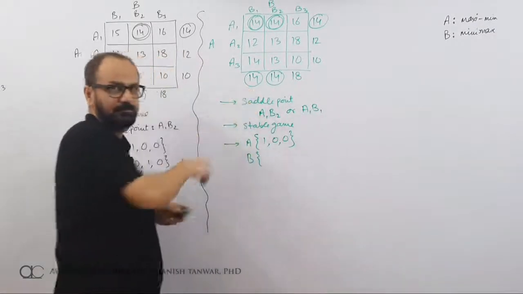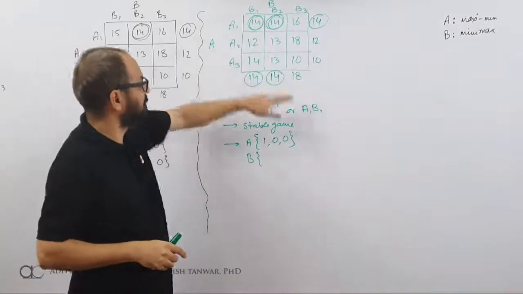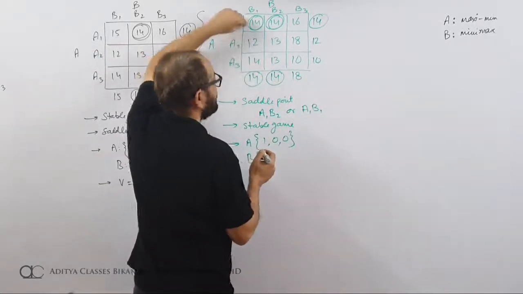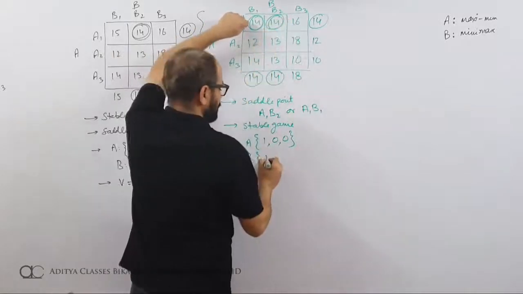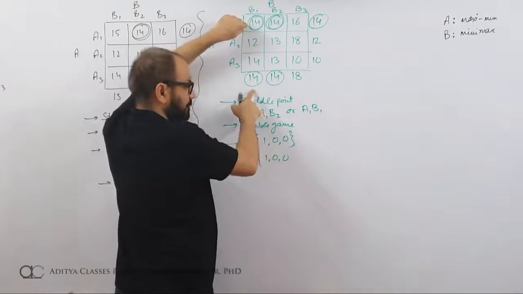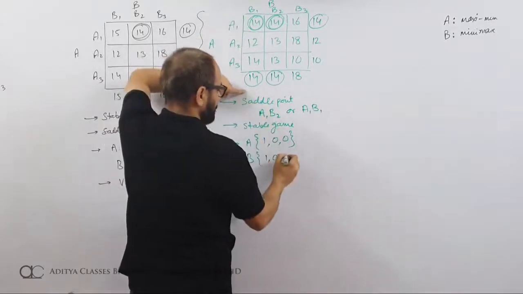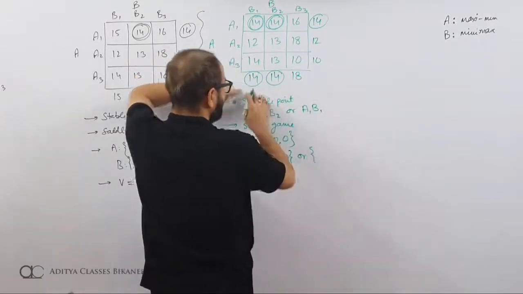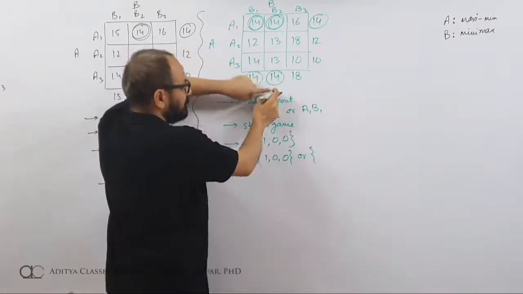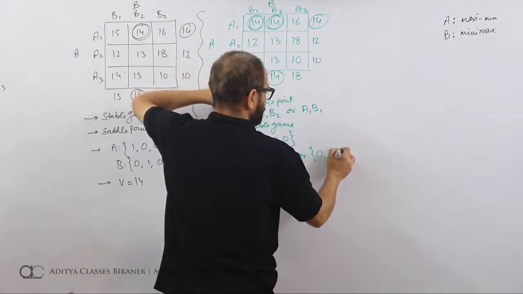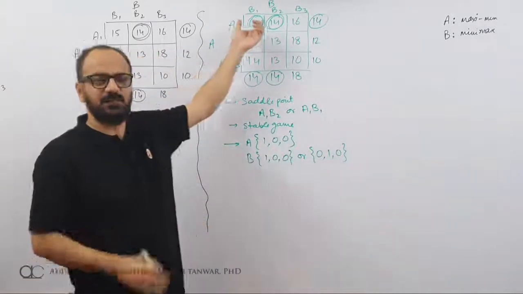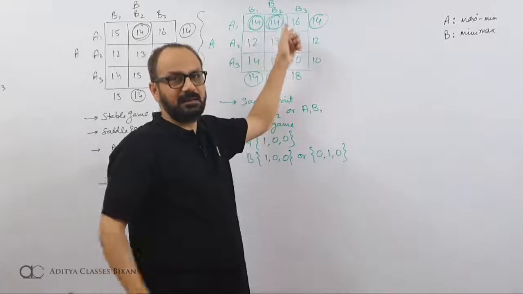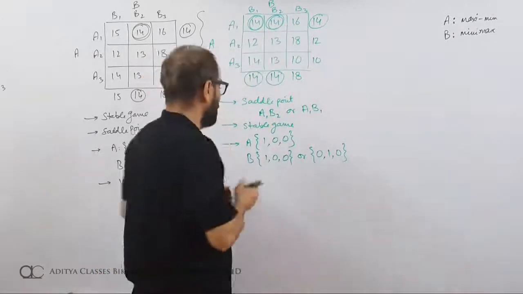If B takes this 14, it is a stable game. If B takes this 14, that is B1. If we take the saddle point at A1, B1, then this becomes the saddle point, and obviously the other will not be one. So the strategy for B becomes 1-0-0. Or you could go with the other 14, and then this is irrelevant, so you get 0-1-0. Both these 14s are valid because both are saddle points. Why are they saddle points? Because both column player and row player agree that this is their best strategy. And what about the value of the game?